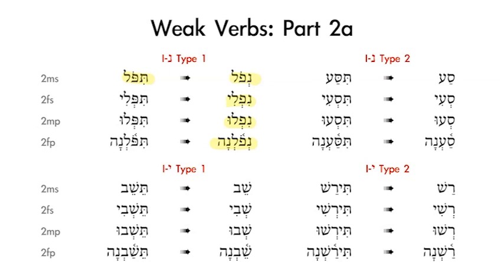But in the type 2 class, over here to the right, you'll see that the noon is lost in every form. Not only that, the dagesh forte that normally helped you to identify the one noon weak verb category is also lost. So you'll have to know that the one noon is a potential reconstruction for verbs that have only 2 root letters in the imperfect.